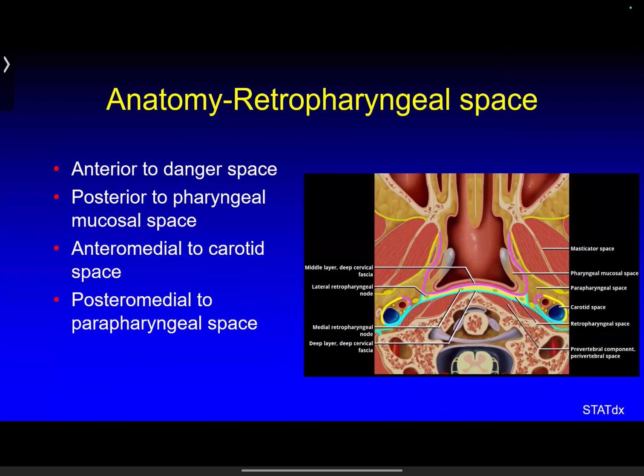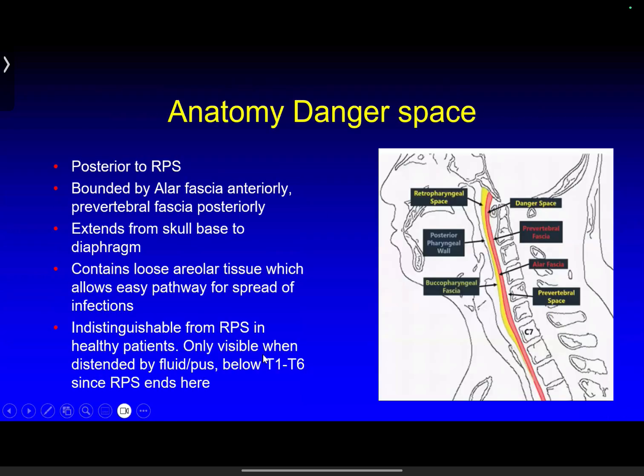It's a good time to review the anatomy of the retropharyngeal space and the danger space. So the retropharyngeal space is, as the name implies, posterior to the pharynx, and it is this space outlined in yellow. It is bound anteriorly by the buccopharyngeal fascia and posteriorly by the alar fascia. It is anteromedial to the carotid space, posteromedial to the parapharyngeal space. The danger space is posterior to the retropharyngeal space.